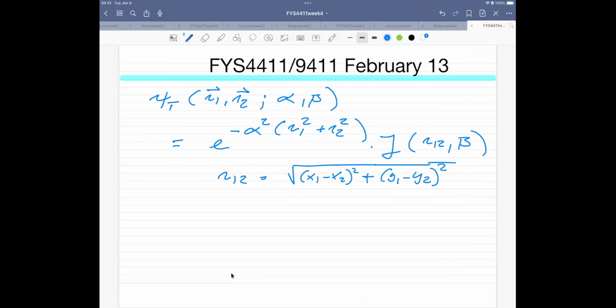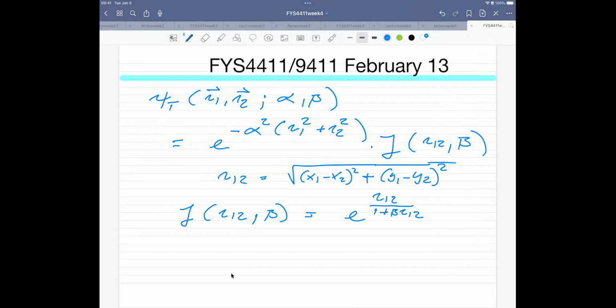Now, this factor here, the correlation piece, this is an ansatz. And I'm going to tell you a little bit on how you get this ansatz. So this is given by the following function. It's going to be an exponential, and then there is an R12, the relative distance, over 1 plus beta R12.